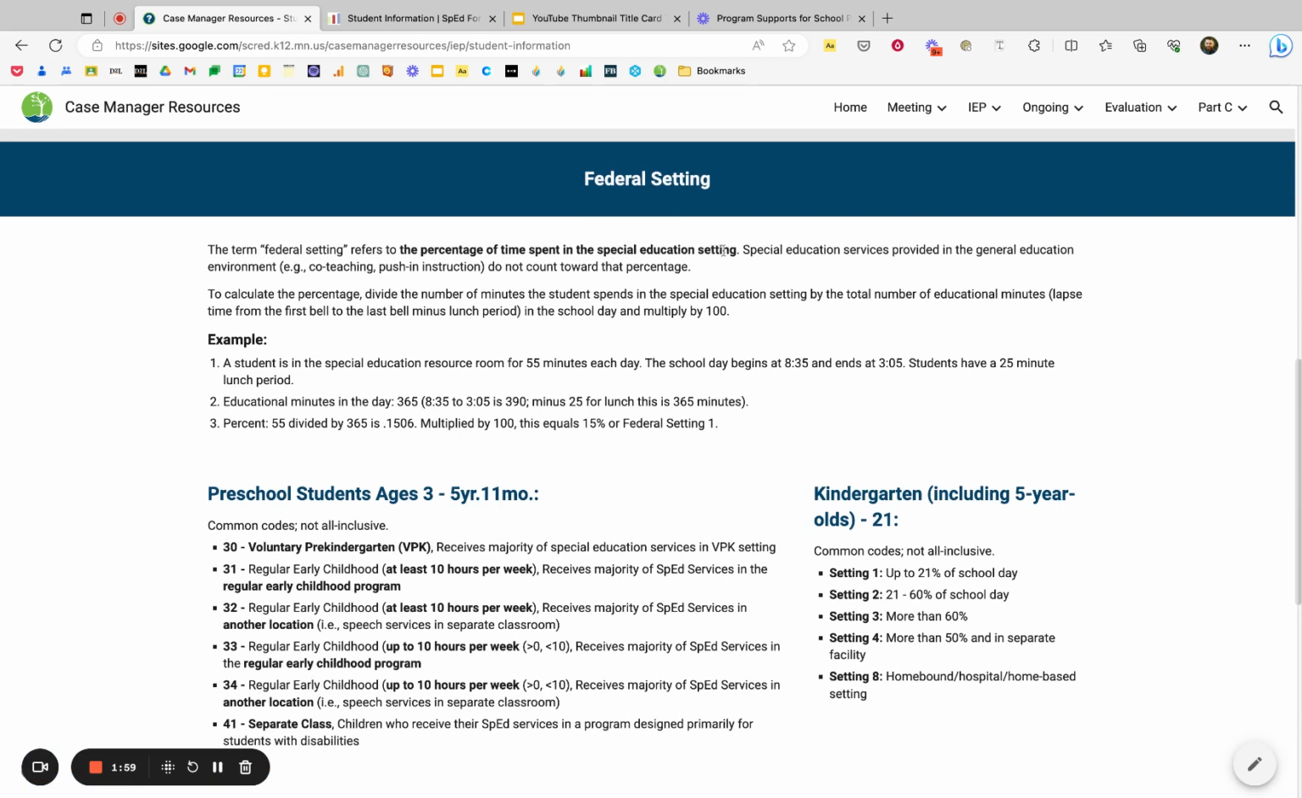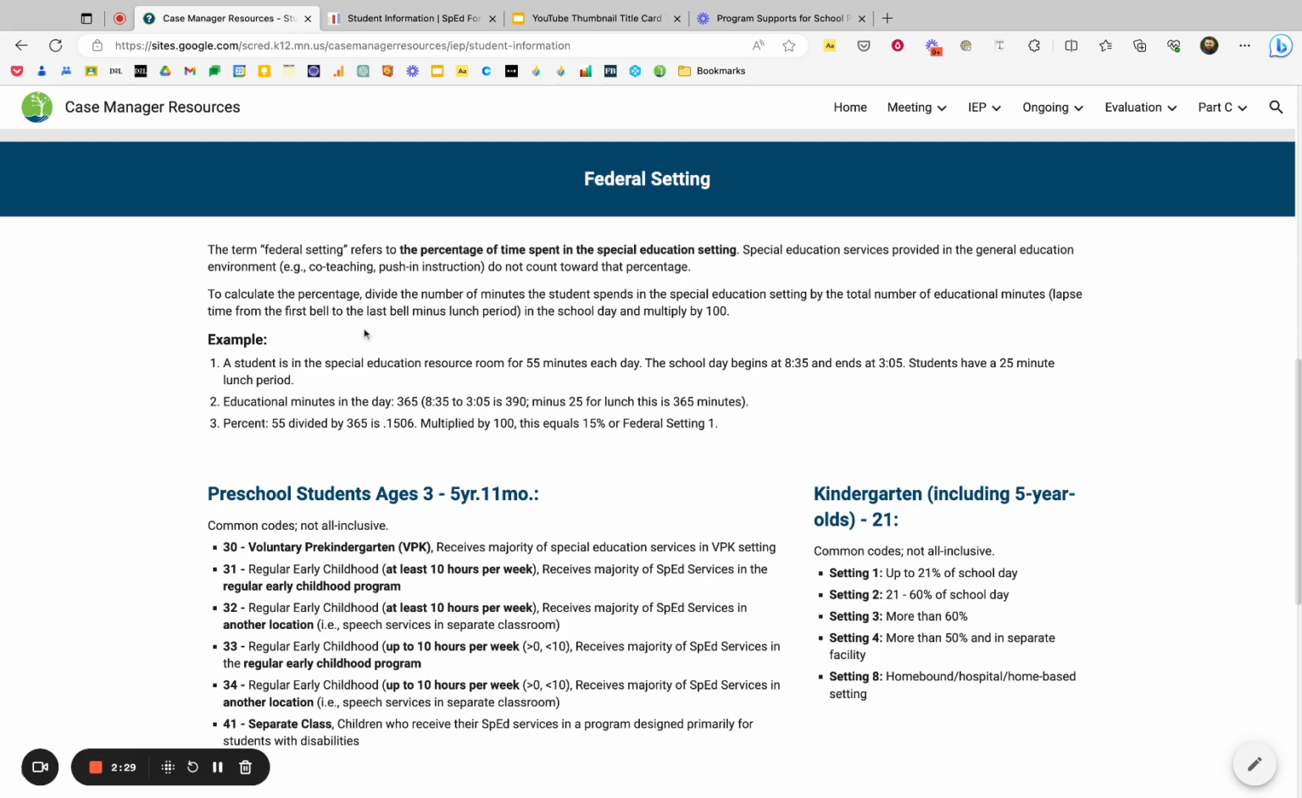So this does not include time that the student is in their gen ed classes receiving support from someone with a special education license. So if they're in a co-teaching class, like a co-taught math class, that does not count toward this federal setting. Or if a speech pathologist pushes in to their reading class or morning meeting, that does not count toward the federal setting.